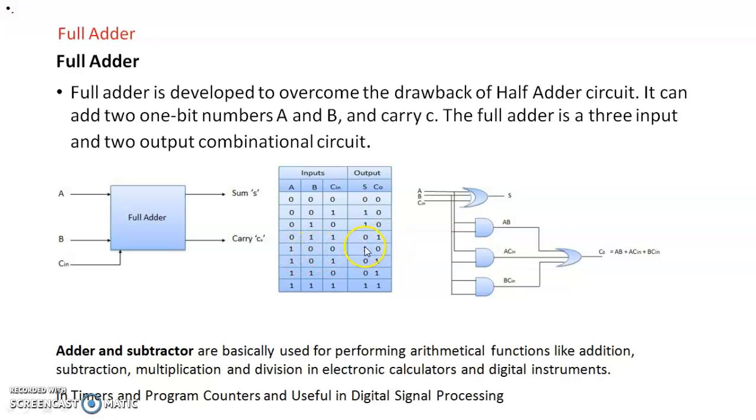Same here, 1 plus 0, the sum is 0 and carry is 0. 1 plus 1, again sum is 0 and carry is 1. For 1, 1, 0, 1 plus 1 makes 0 and carry is 1. So 1 plus 1 makes 0, carry is written here 1 and 0 plus 1 makes 1. So this is the truth table for full adder. So again we'll find out the expression for sum and carry and we draw the circuit diagram for the given full adder circuit.